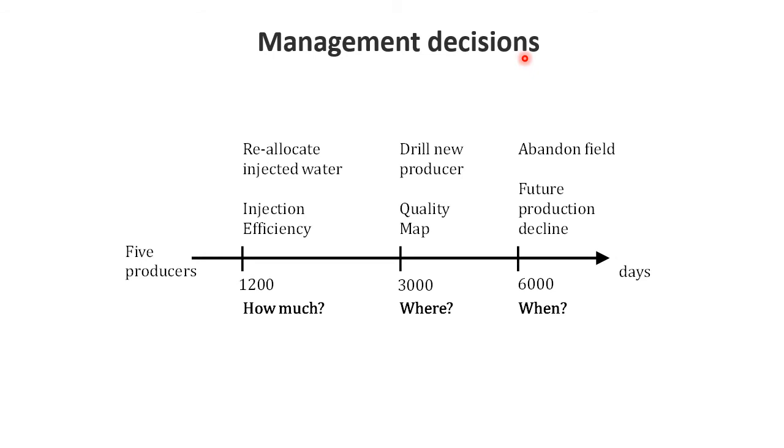At some point, we'll need to start abandoning the field. It's no longer economically viable at some point, and so we have to plan that. And that means we have to answer the question of when should we stop production. So what you notice here in these kinds of management decisions is that we are asking very simple questions: how much water to allocate, where do we drill, and when do we abandon the field. So we should not lose track of the fact that essentially what we're trying to predict are very simple things.